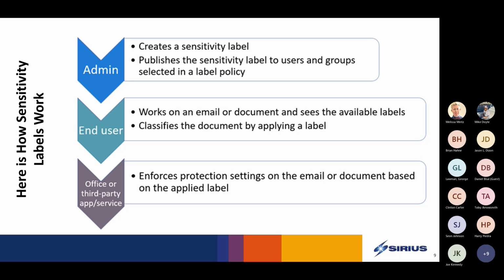Then your end users will be able to see these, and I'll show you how they'll be able to see them inside the different documents. So it'll work on emails and documents, and you'll see that they're available at the top, and it will classify the documents by using that label. And like I said, with third-party applications, you can enforce those protections on email documents that are attached or documents that are added to the email. So it's pretty simple, but you have to go in and configure them.